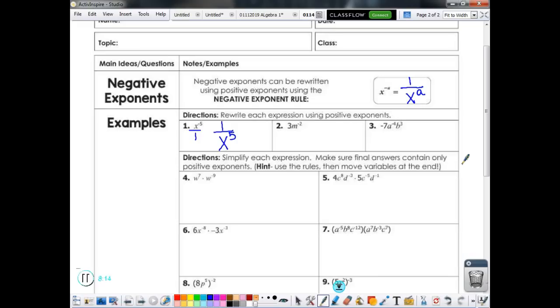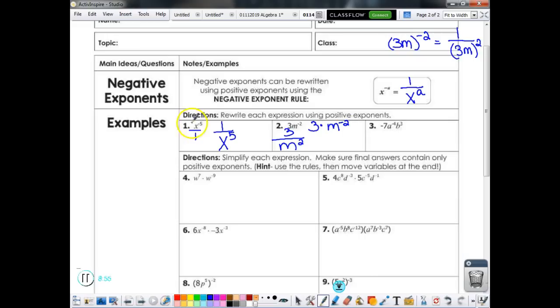Okay, so that's where people get confused, right? This is 3 times m to the negative 2, because it's not in parentheses. So this really becomes 3 divided by m squared. Because if it was 3m raised to the negative 2, that's when you would do 1 divided by 3m squared. But since this is not in parentheses, this is 3 times m to the negative 2. Does that make sense?